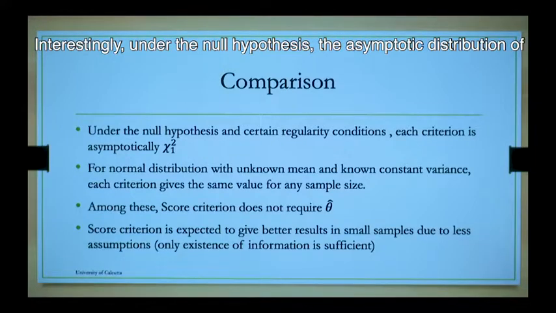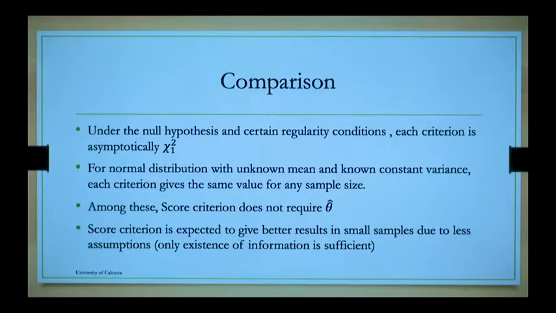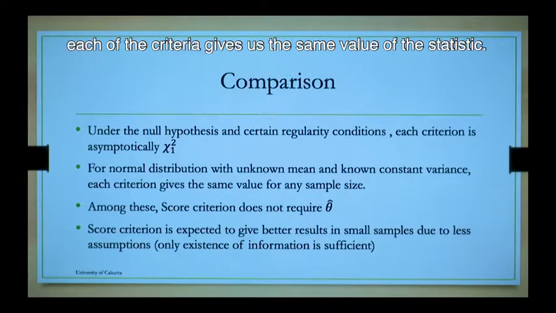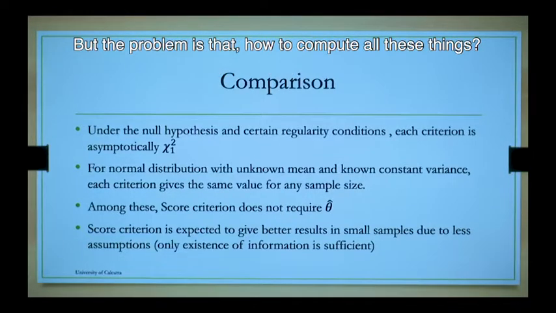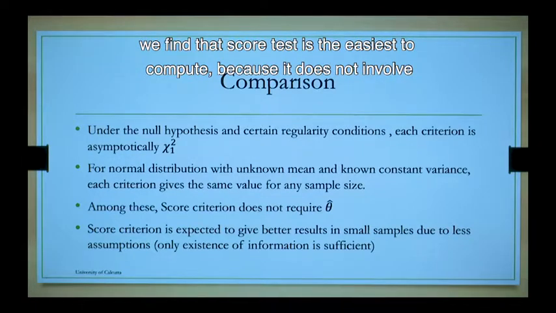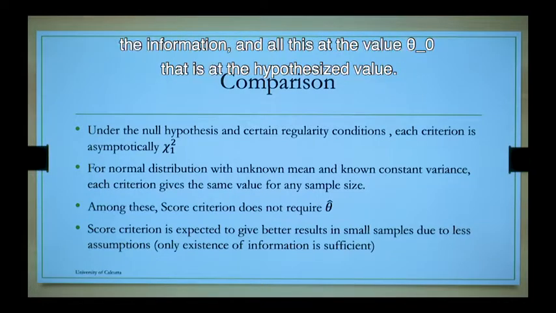Next, what are the properties of these tests? Interestingly, under the null hypothesis, the asymptotic distribution of all these three criteria is chi-square with 1 degree of freedom. Quite interestingly, for the normal distribution with unknown mean but known variance, each criterion gives the same value of the statistic. But the problem is how to compute all these things. From a computational point of view, the score test is the easiest to compute, because it does not involve calculation of the maximum likelihood estimator; it only depends on calculating the score and the information at the value theta naught, that is, at the hypothesized value.